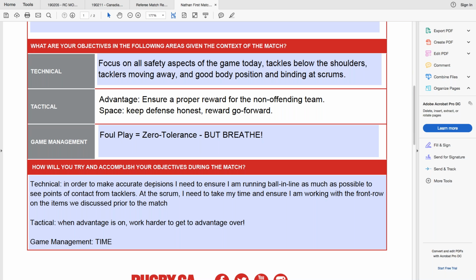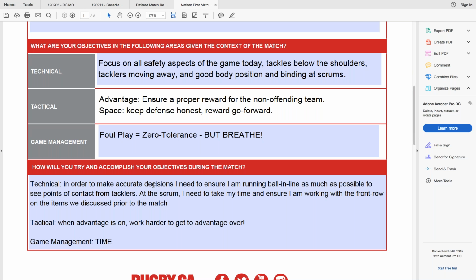At the scrum, I need to take my time and ensure I'm working with the front row on items we discussed prior to the match. Okay, some people prefer the word checklist, whatever that looks like. My point here is that when we look at the goal that we have, we can't simply say, well, I'm going to have zero tolerance for foul play. I need to look at it from the perspective of, okay, well, I need to then be able to do all the things that come with that, and those are the things I can control.